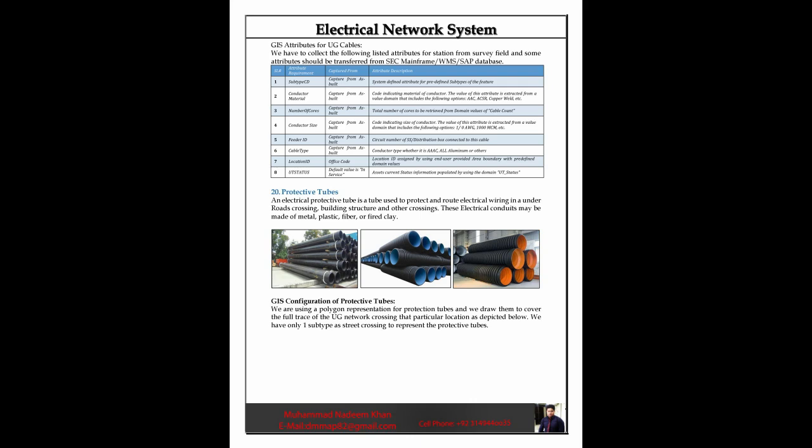GIS configuration of protective tubes. We are using a polygon representation for protective tubes, and we draw them to cover the full trace of the UG network crossing that particular location, as depicted below. We have only one subtype, street crossing, to represent the protective tubes.